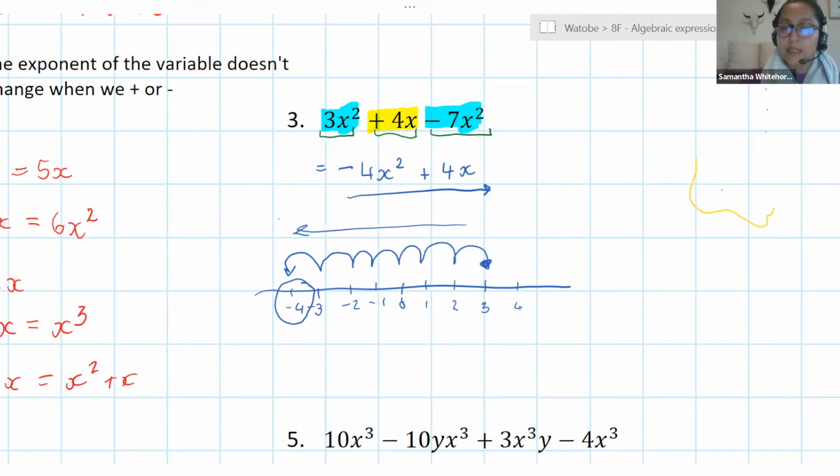And remember, we said that the exponent doesn't change. So that's why it stays x squared. But that negative 4 came from the fact that I started with 3, but I wanted to take 7 away. So I end up with a negative. The reason I then just have the 4x over there is because that's the bit in yellow. It's got no terms that are like terms with it. So I can't add anything to it. So it just stays as it is.